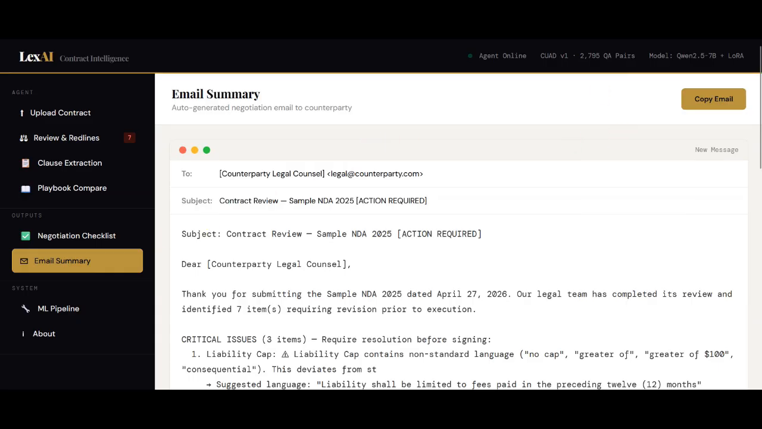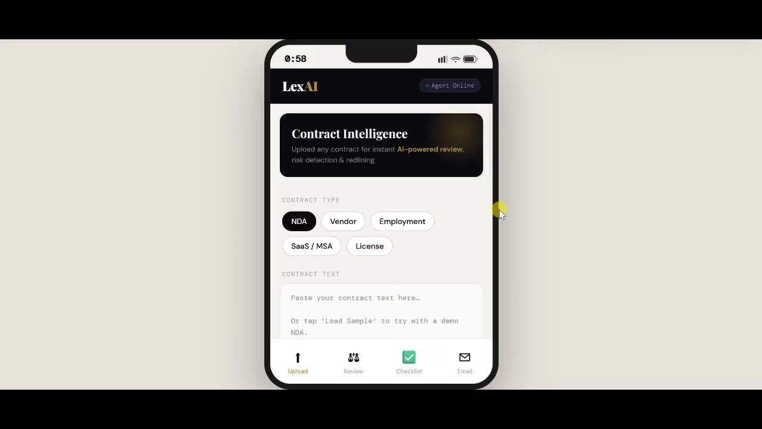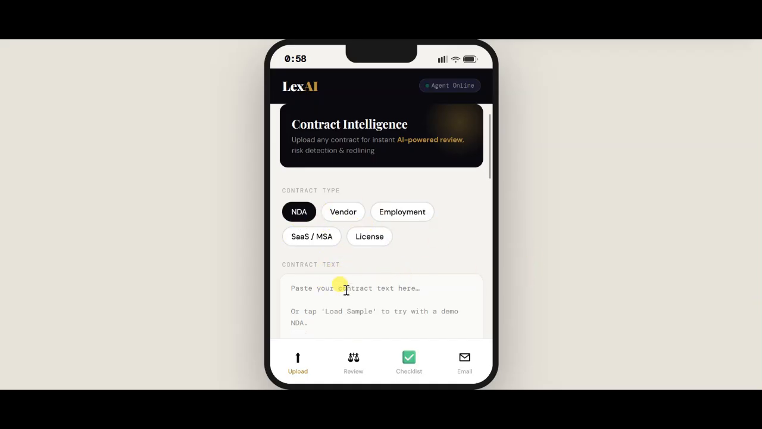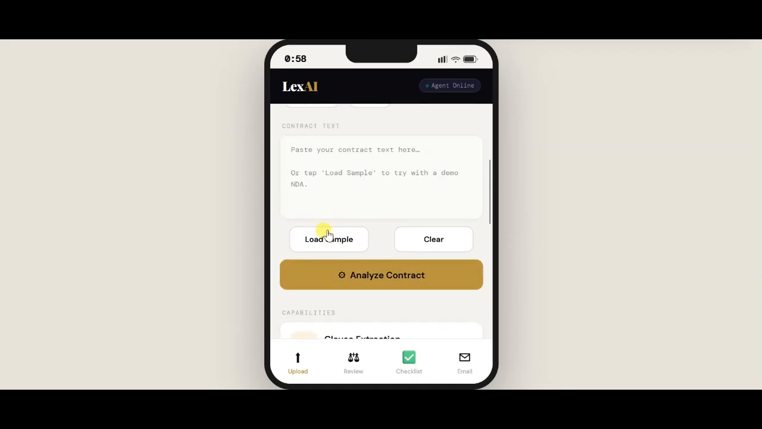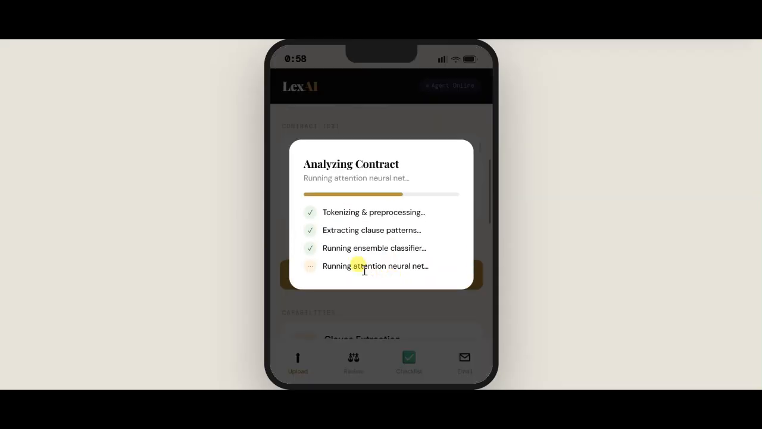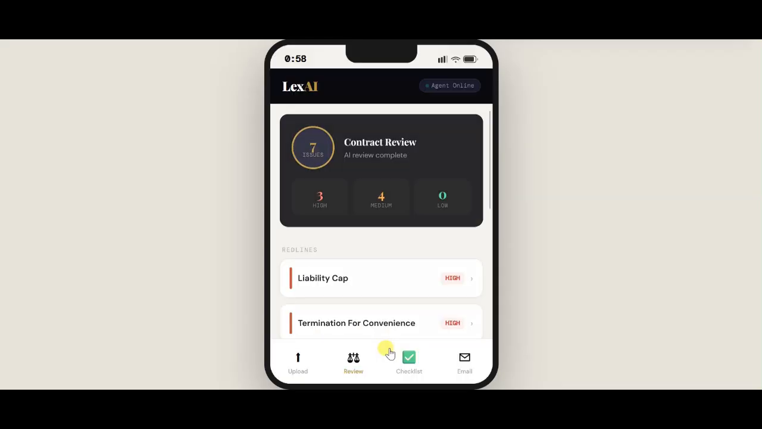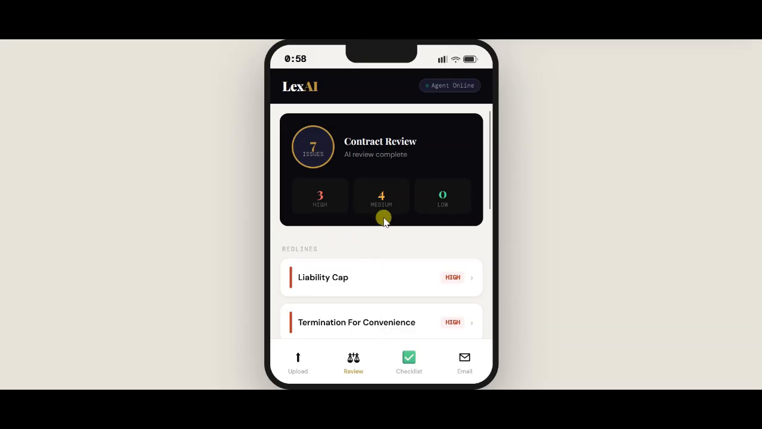Let's quickly take a look at the mobile version. The mobile version too is so similar to what we've seen in the web version. As you can see here, you can load a sample and then of course analyze. It analyzes and gives us specifically the indicators that we need to know. So that's just all about this innovation.